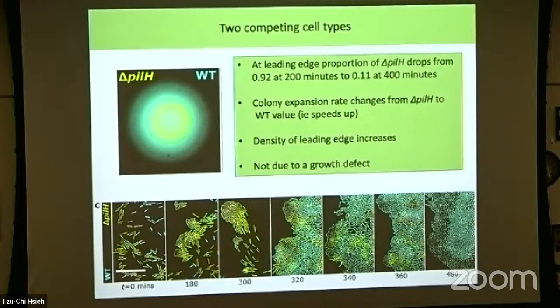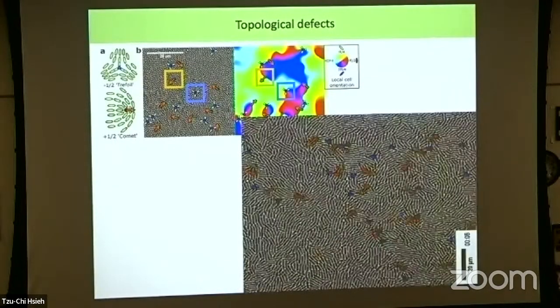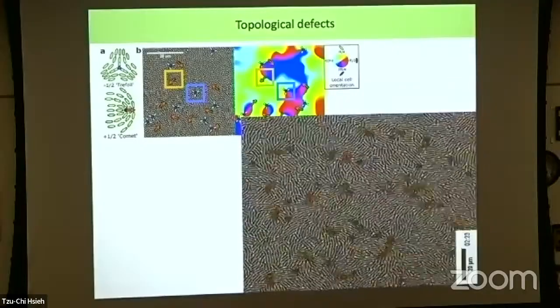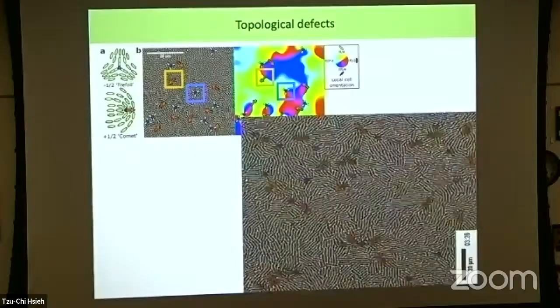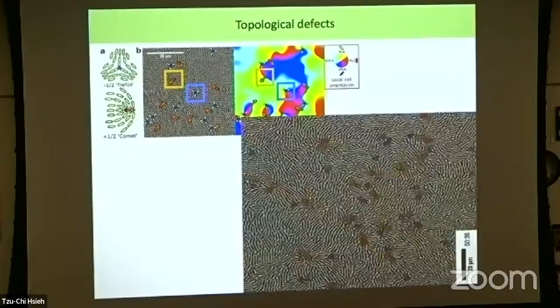So what we did, I'm not sure why we did, but we looked at topological defects in these systems. I think we're just looking at topological defects everywhere, right? So these are the topological defects you can identify in this system. It's looking locally like nematics, and so you ought to be able to find the topological defects.